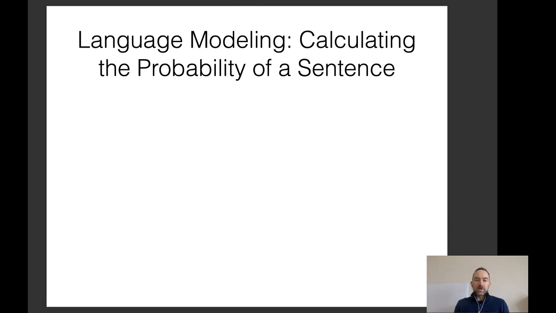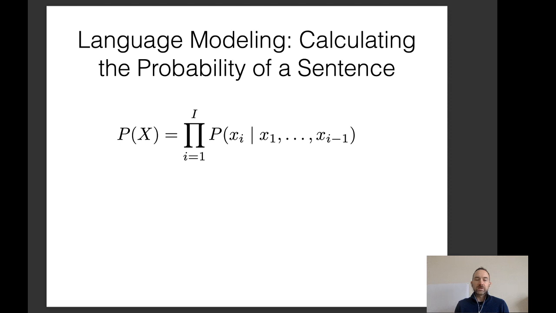What we want to talk about now is language modeling. Language modeling is essentially the tool that we can use to answer these questions about whether a sentence is particularly natural or probable. So we frame the idea of language modeling basically as calculating the probability of a sentence.